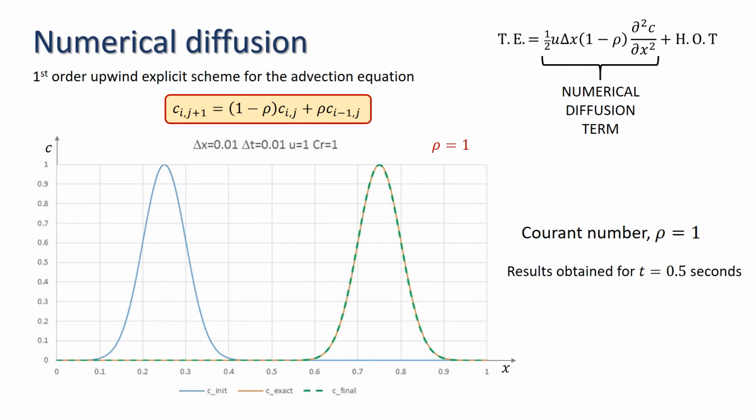Second, we see the case ρ equals 1. Here the local truncation error is 0 and there's no numerical diffusion. In fact, in this special case, the higher order terms also become 0 and the exact solution is reproduced. We looked at that in the first video investigating this scheme, where we saw that information is propagated along the characteristic in this case.